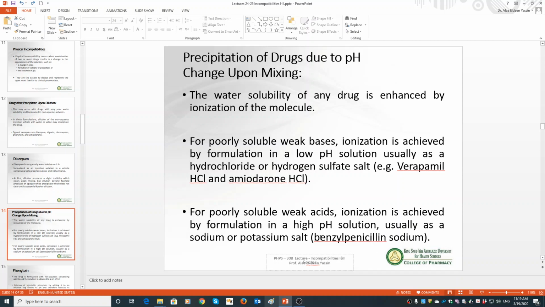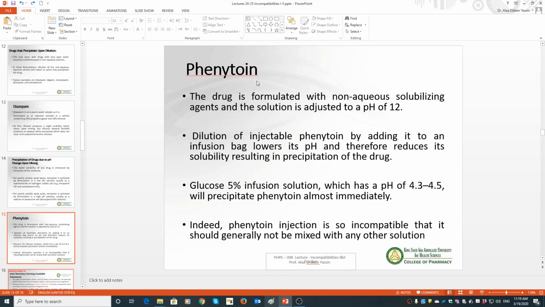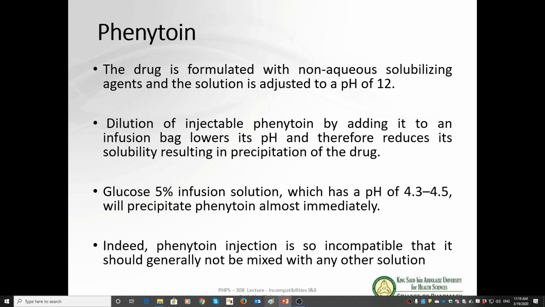On the other hand, poorly soluble weak acids will exhibit the same issue because they are soluble in alkaline pH. If you mix them with acidic pH, they might precipitate. But this is very important. We choose phenytoin to be an example for this. Phenytoin is a poorly soluble acidic drug. It is formulated at pH 12, and dilution of phenytoin injection in an infusion bag can be very serious.